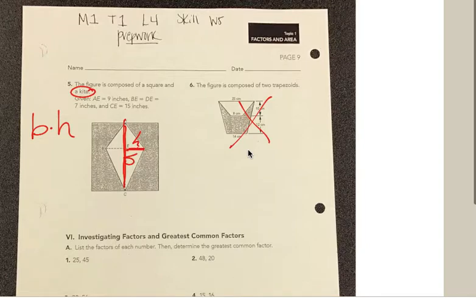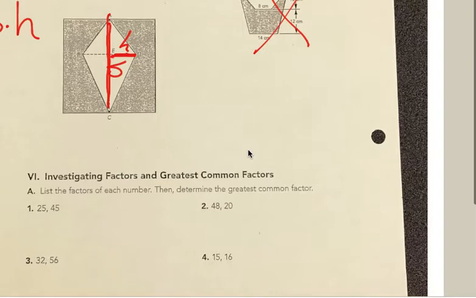Looking at A, Number 1, all they want you to do is list the factors and then determine the greatest common factor. So we're not going to do the factor tree with this. We're just going to list our factors. So if I'm talking about 25, what are all the things that equal 25? We know we have 1 times 25 and 5 times 5.